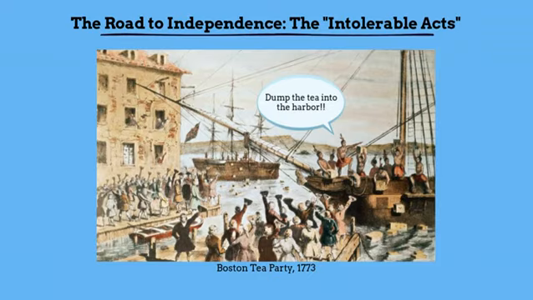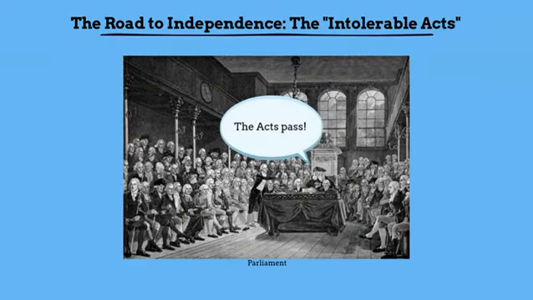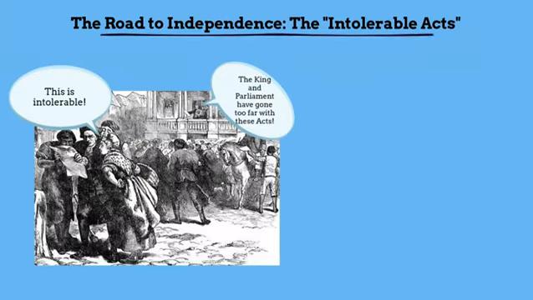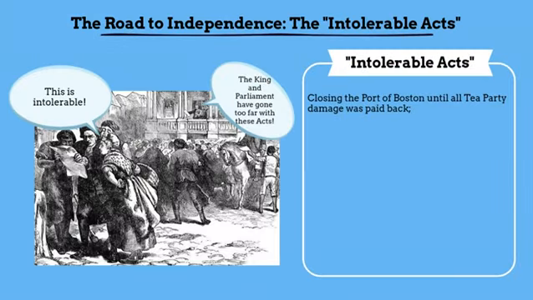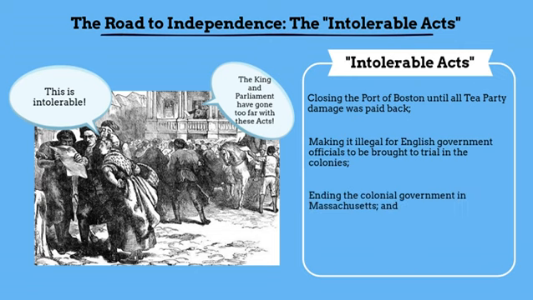After the Boston Tea Party, Parliament passed a series of acts that the colonists called the Intolerable Acts. Some of these acts included closing the port of Boston until all Tea Party damage was paid back, making it illegal for English government officials to be brought to trial in the colonies, ending the colonial government in Massachusetts, and ordering the colonists to house troops even in colonists' homes.